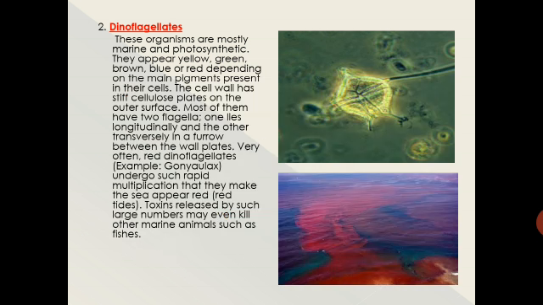Coming to dinoflagellates. These organisms are mostly marine and photosynthetic. They appear yellow, green, brown, blue or red depending on the main pigment present in their cells. The cell wall has stiff cellulose plates on the outer surface. Most of them have two flagella, one lying longitudinally and the other transversely in a furrow between the wall plates.